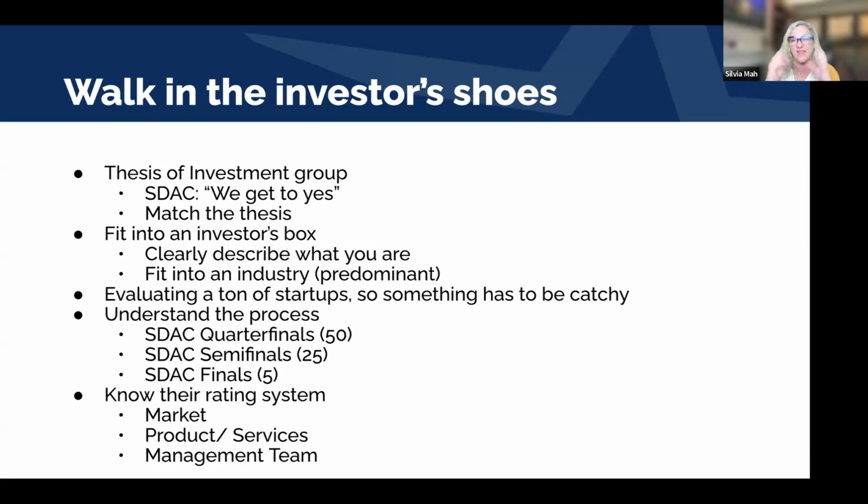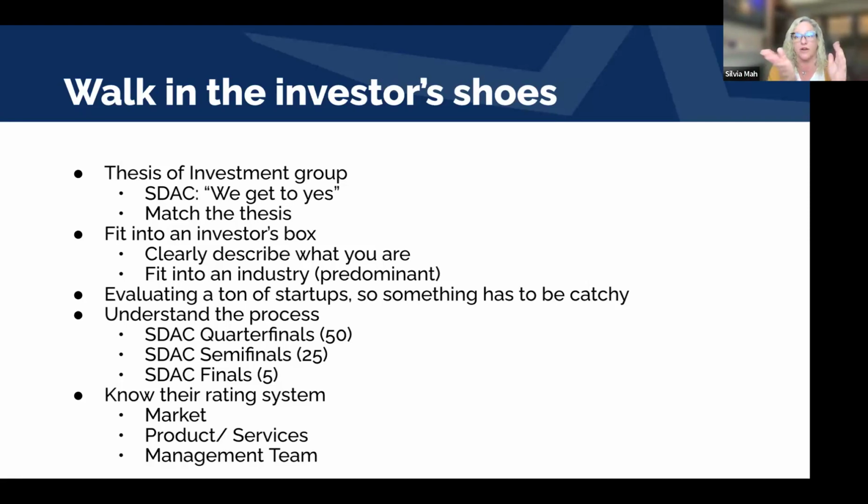And then understand the process. I'm just going to give you the process of SDAC. You applied, and the first thing we're going to do is get to quarterfinals. We're just going to cut them in half. It's about 98 applications that we have, and we're still accepting applications. We have to cut them in half. For 75 to 100 investors to evaluate 100 companies, that's a lot of evaluation.